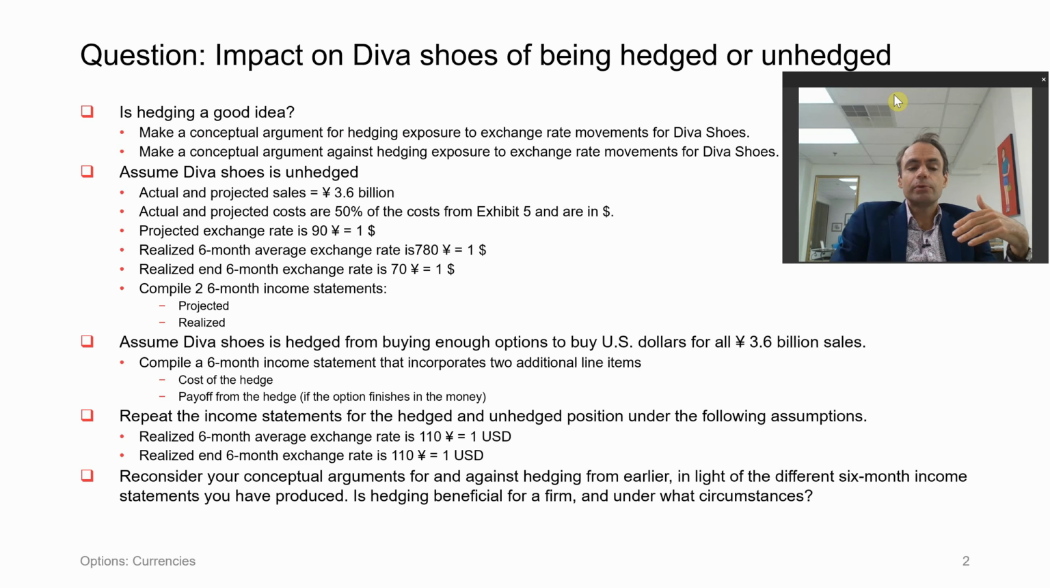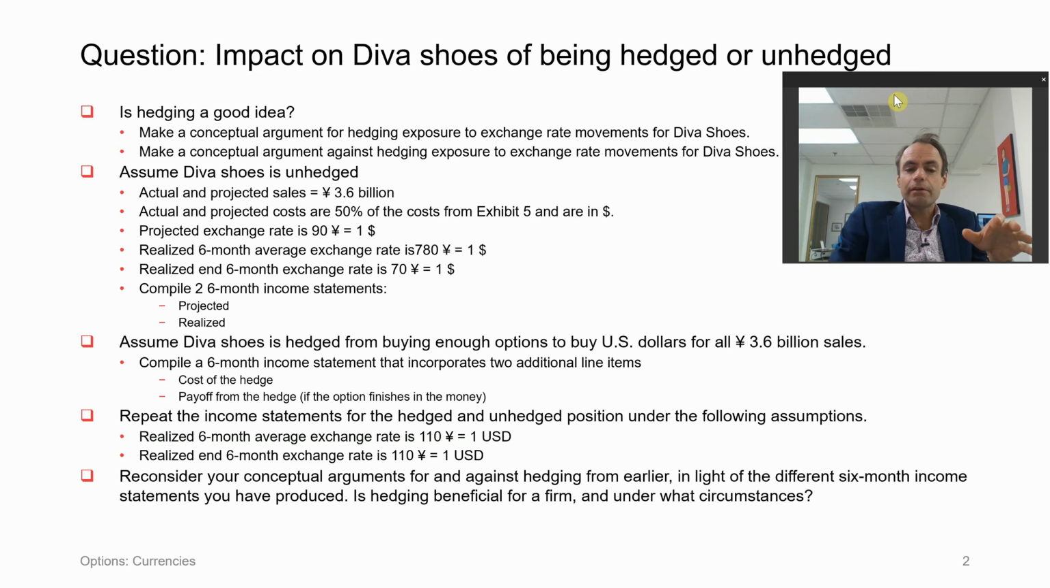Secondly, we're going to assume Diva Shoes is going to be hedged from buying enough options to buy US dollars for all 3.6 billion yen in sales. So we're not going to assume any volume risk here. Diva Shoes is still going to sell 3.6 billion yen in sales, and we're going to compile a 6-month income statement that incorporates 2 additional line items. The cost of the hedge, that is the cost of buying the options, and the payoff from the hedge if in fact the option finishes in the money.